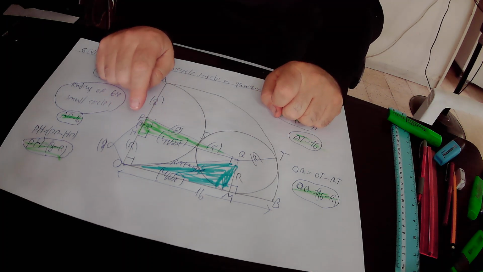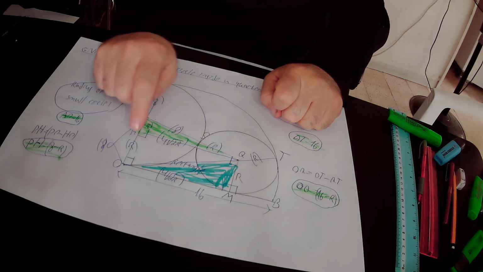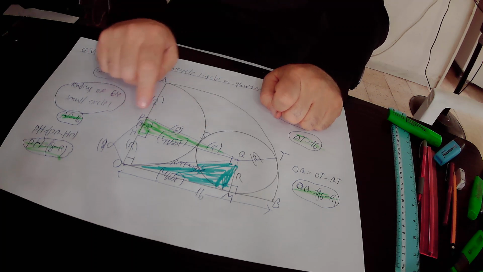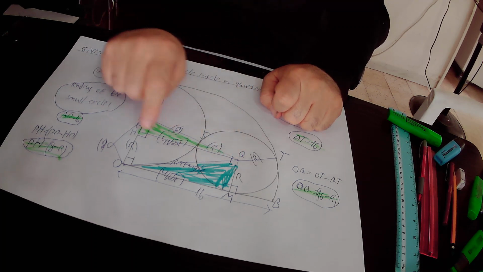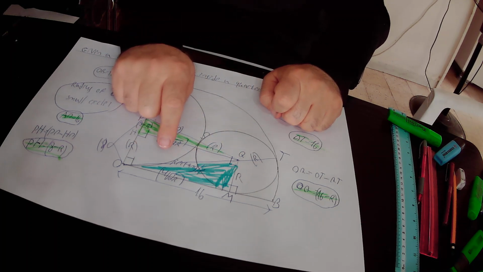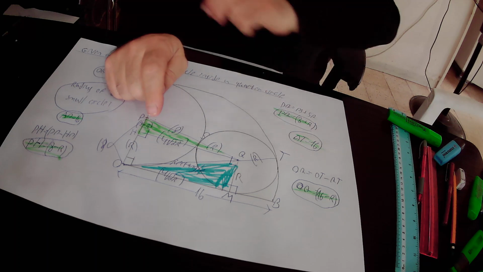But we already found out that quadrilateral HQMO is a rectangle, and we know that the opposite sides of a rectangle are equal to each other. So in rectangle HQMO, side HQ must be equal to the opposite side MO. But HQ is 4 times the square root of 2R, therefore MO must also be equal to 4 times the square root of 2R.